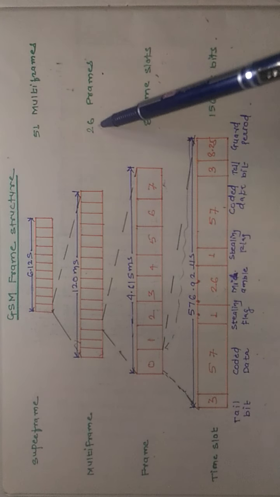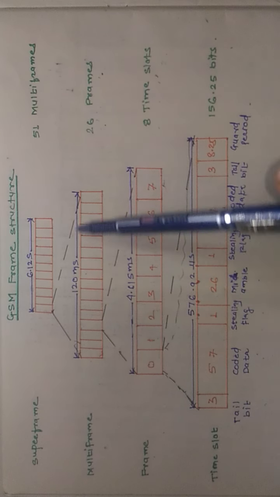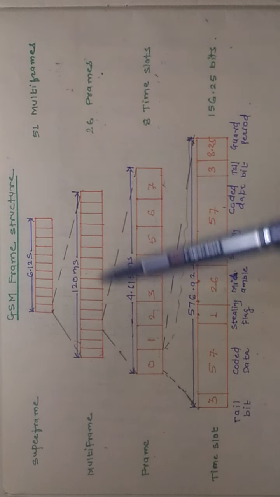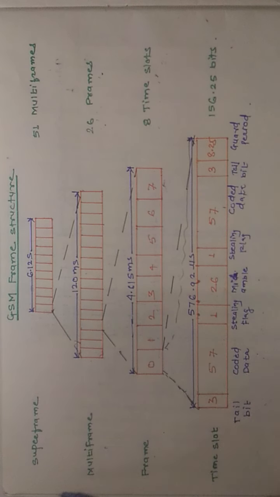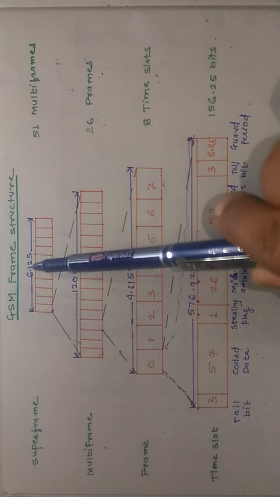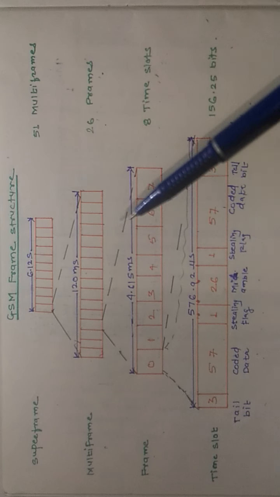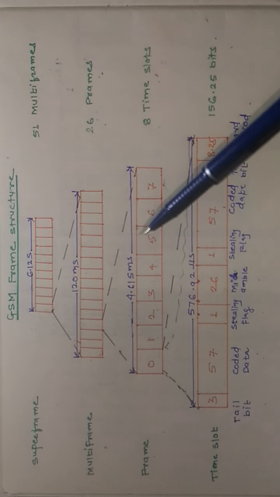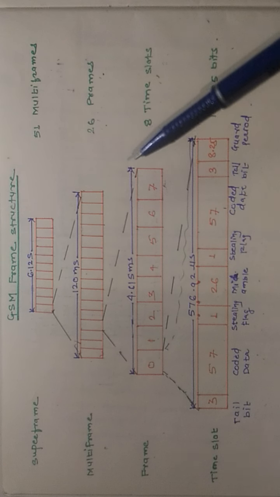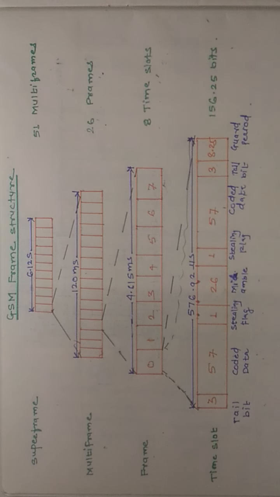Such 26 frames form one multiframe having 120 milliseconds, and a total of 51 multiframes form a superframe, that is 6.12 seconds. This large superframe is used in the GSM frame structure to transmit the information from one base station to another base station in the GSM architecture.